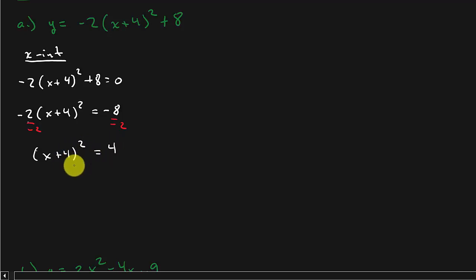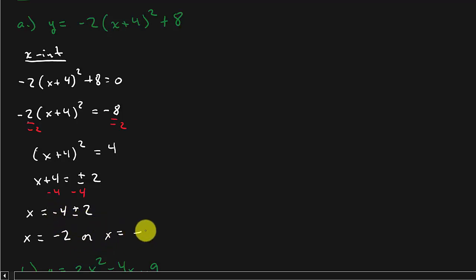And then here I use what? I use the square root property. So that's going to be x plus 4 equals plus or minus the square root of 4, which is plus or minus 2. So now we do what? Subtract 4 from both sides. And so I get x equals negative 4 plus or minus 2. So x is equal to negative 4 plus 2, which is negative 2, or x equals negative 4 minus 2, which is negative 6.